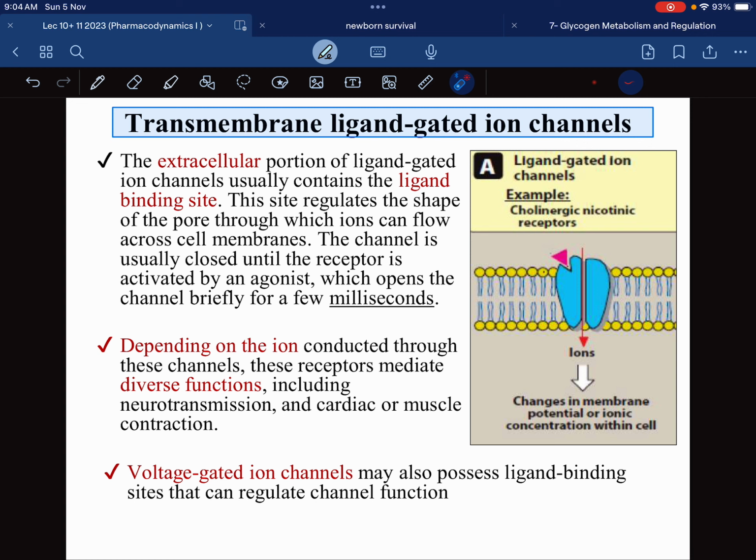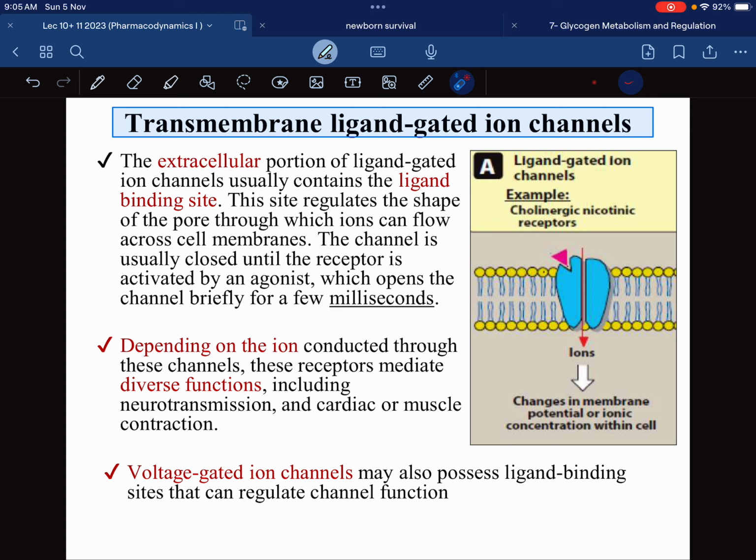After binding, this site regulates the shape of the pore through which ions can flow across the cell membrane. After binding of, like we said, acetylcholine, to that extracellular binding site, the result will be opening of the ion channel, and ions can enter the cell. The channel is usually closed until the receptor is activated. Without binding of the drug to its binding site, the channel is closed. After binding, the channel will open briefly for a few milliseconds.